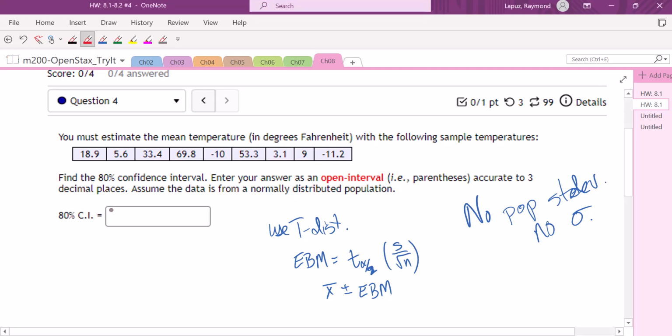And that would serve as our confidence interval. So confidence interval, open interval, so open parentheses 6.086, comma, and then 32.114. Okay, and that is going to be our confidence interval. All right, good luck.